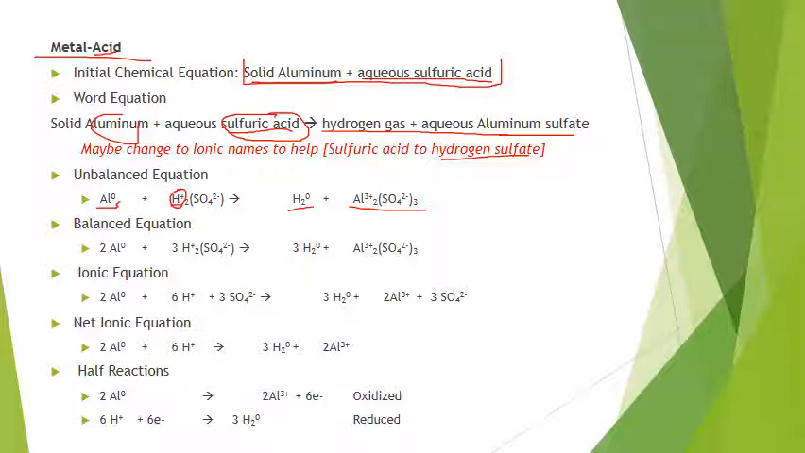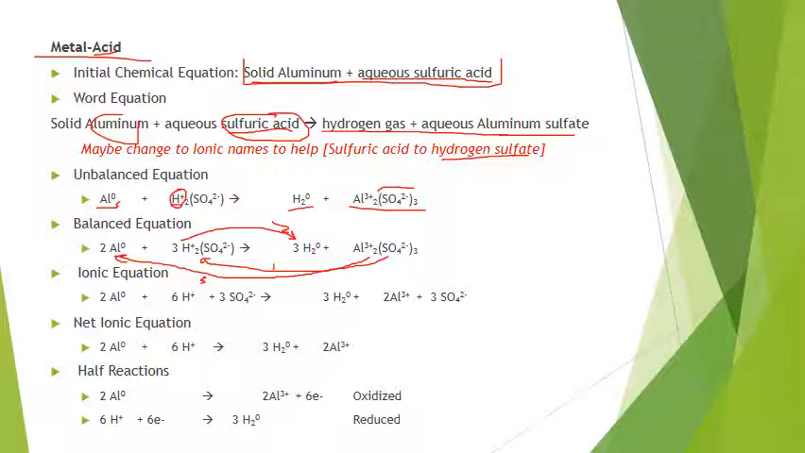So for the balanced equation, I start out with the sulfate. I need 3 of them. So what I do is I put 3 in front of the sulfuric acid. So now I have 3 sulfates. Now I have 6 hydrogens, so 2 times 3 and 2 times 3. So that's all set. Nothing changed there. And I need to make sure I have the same number of aluminums. Okay, right, there's the balanced equation.